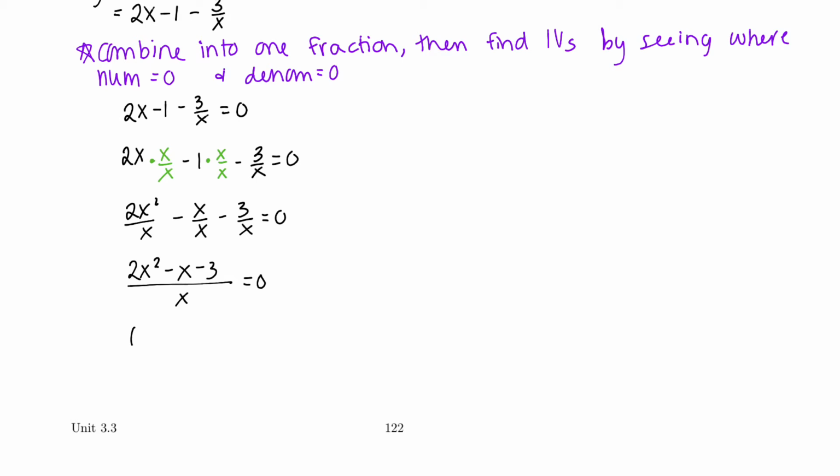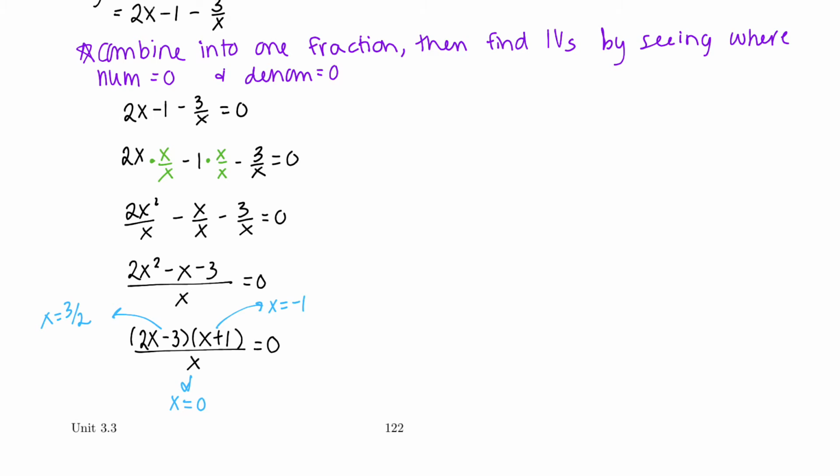This can be factored. So it factors into 2x minus 3 times x plus 1. I'll save you the time of factoring it. And then you're finding places that make the numerator 0 and the denominator 0. So really you're looking at all of these possible places. So x equals negative 1, x equals 0, and x equals 3 halves. Those are going to be your important values.